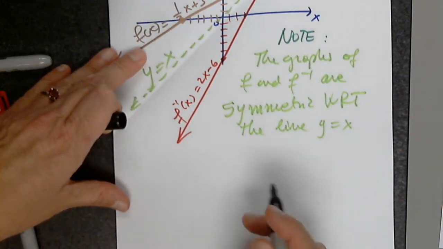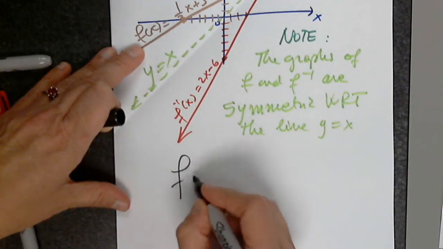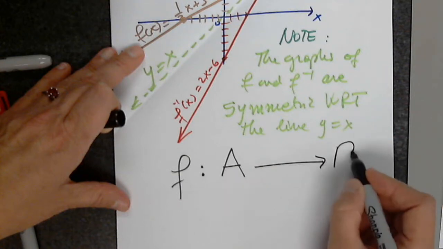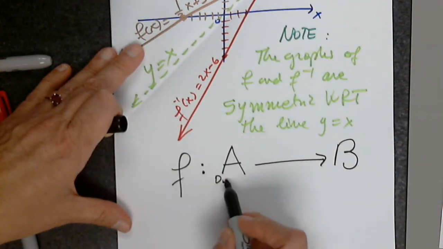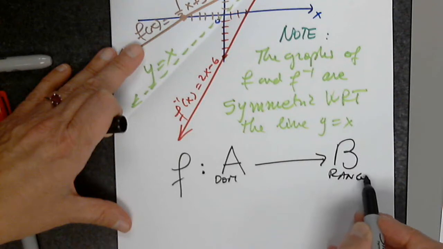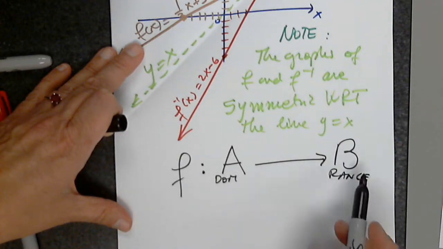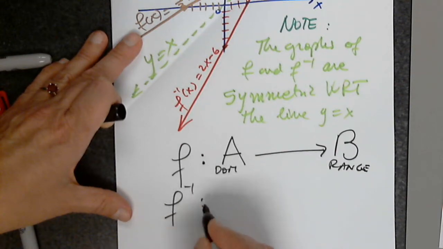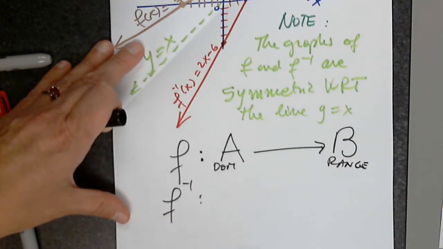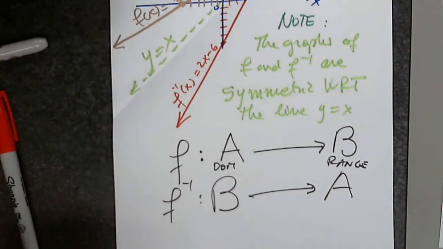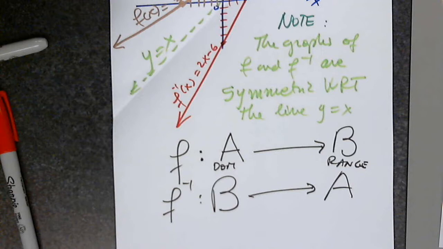So if a function, this is how we normally write in math. A function is defined on set A, taking values in set B. In other words, this is the domain and this is the range. Its inverse function will be defined on, of course, taking values. Yes, it has to bring them back, otherwise it's not the inverse function. Very good. Okay, so let's look on page 205.